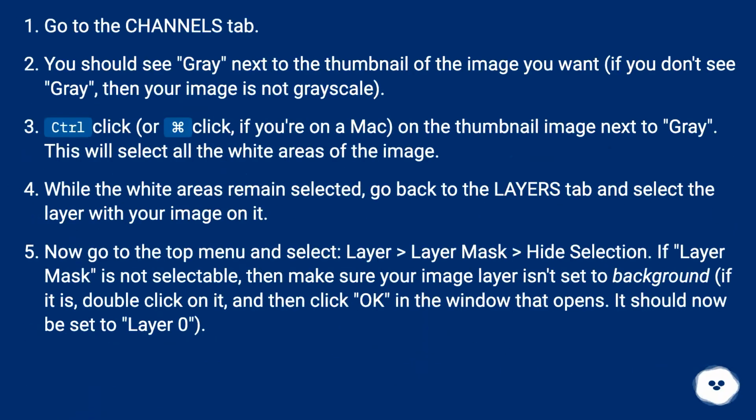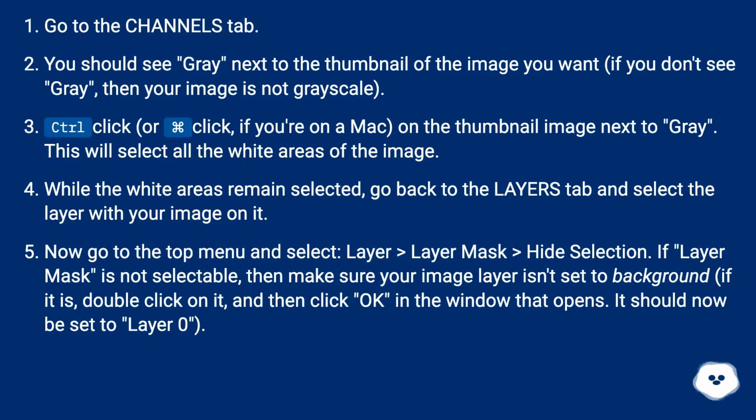Okay, this is very easy. Go to the Channels tab. You should see gray next to the thumbnail of the image you want. If you don't see gray, then your image is not grayscale. Control-click, or Command-key click if you're on a Mac, on the thumbnail image next to gray. This will select all the white areas of the image.